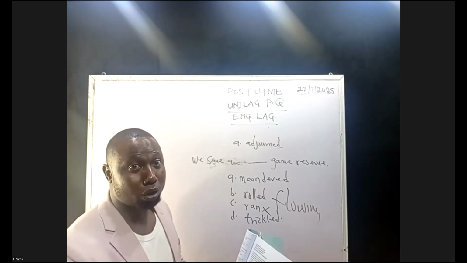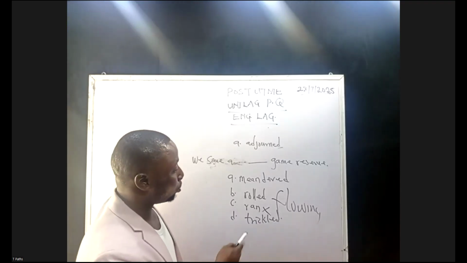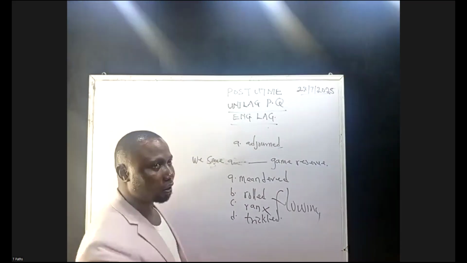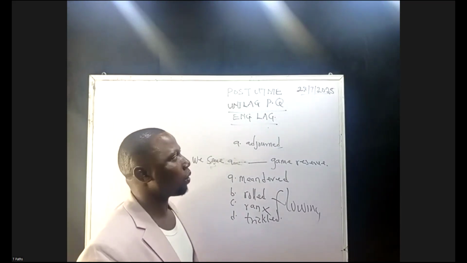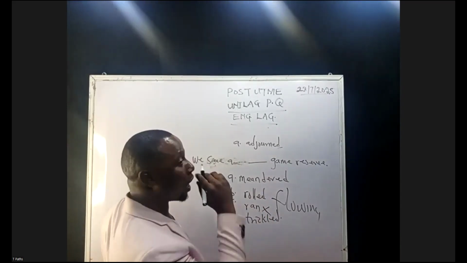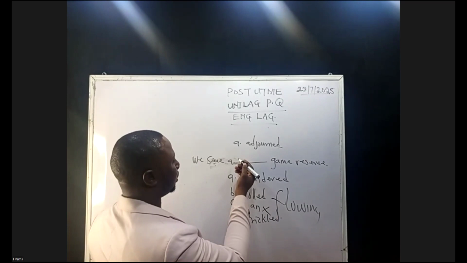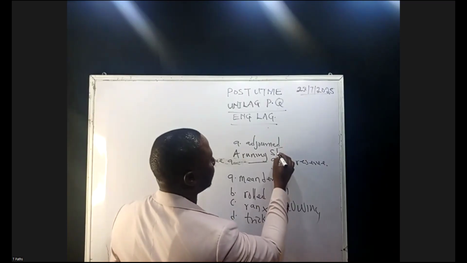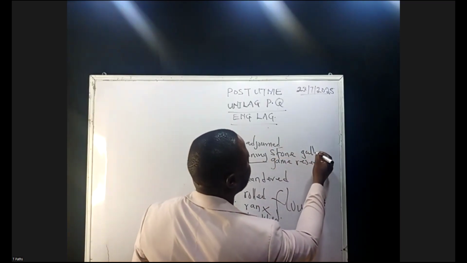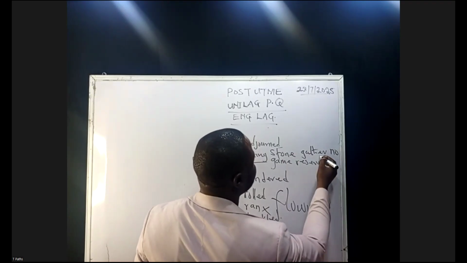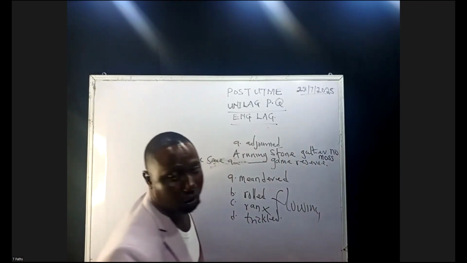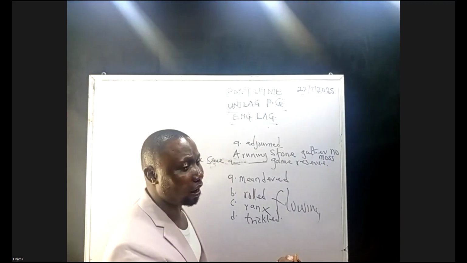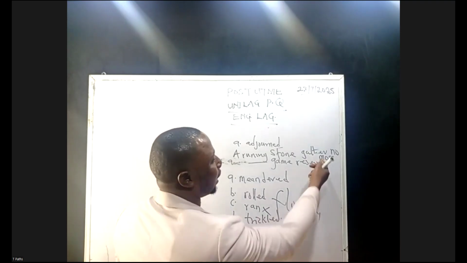So the question was answered. Do you get it now? So you can't say round, you can't say rule. It's objects. You can also check it in the dictionary. A rolling stone gathers no moss. Moss is a small plant that grows on rocks. So gather what? Gather no moss.